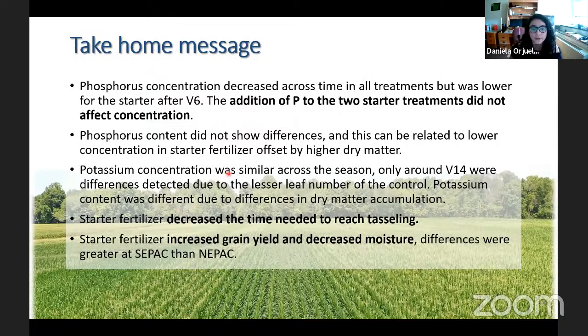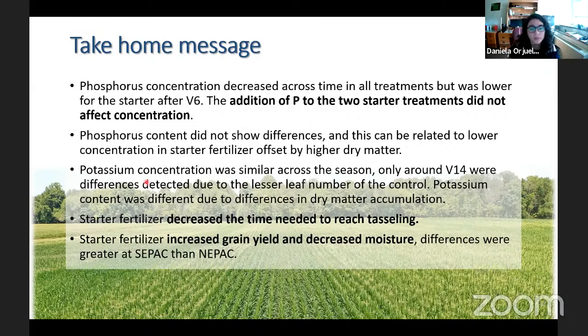For the case of phosphorus, we found the addition of phosphorus to the two starter treatments did not affect the concentration for the three different starter treatments. And in the case of control versus starter, this concentration decreased across the time, but was lower for starter fertilizer plots after B6. The content did not show difference, and that, as I said, was related with the offset by higher dry matter to the concentration.